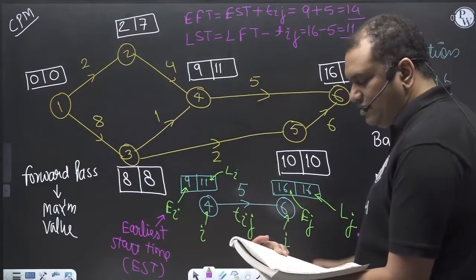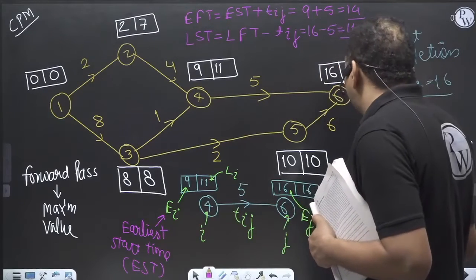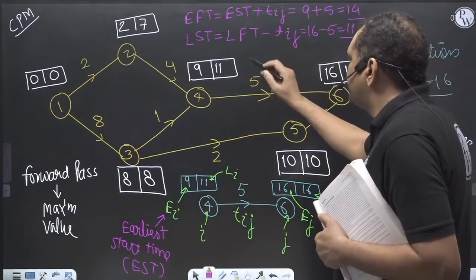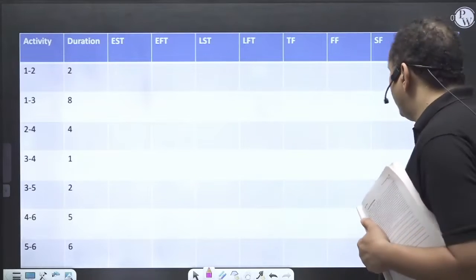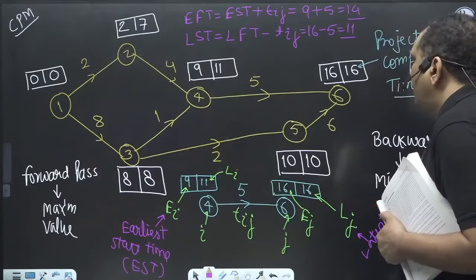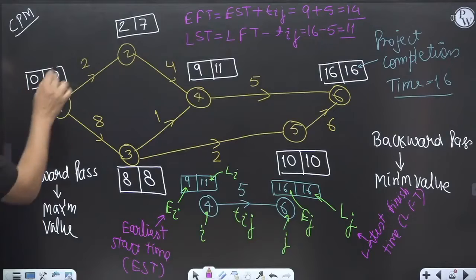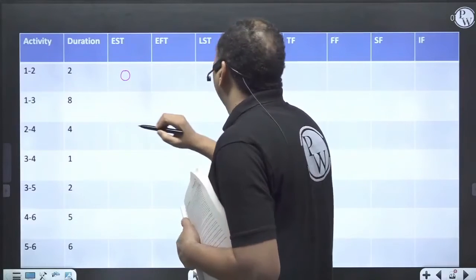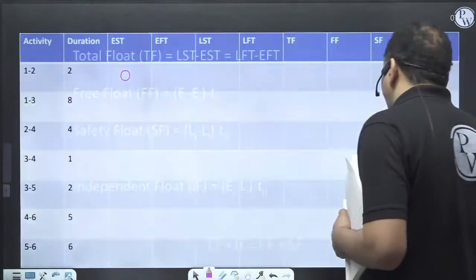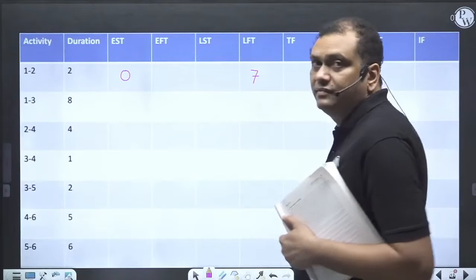So I'm having all this data. We will calculate earliest start time, latest start time, earliest finish time, and latest finish time for all these activities. Okay. So let us do it. Activity 1 to 2. This is the earliest start and this is the latest. Earliest start is 0. And the latest finish time is 7. Correct?